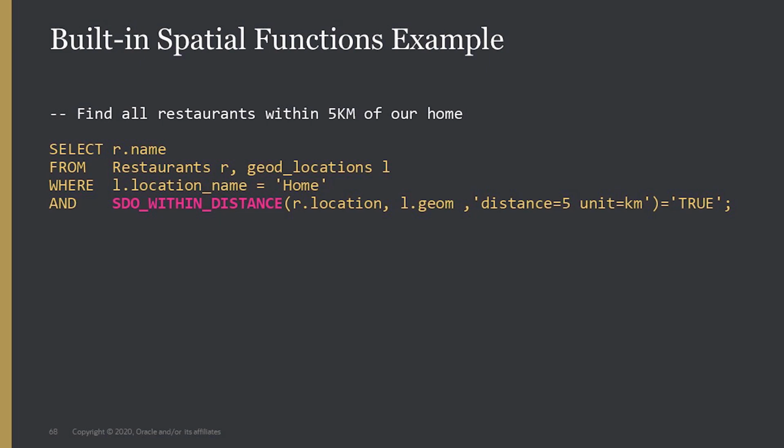Here's a simple example of how you use spatial functions in the database. In this case, I'm trying to find all the restaurants that are within 5 kilometers of my home. And again, it's a simple function that I call. I say SDO within distance, the 2 places I'm looking at the distance from, and I say I want distance equals 5, unit equals kilometers. That's all you have to do to find locations within 5 kilometers of my home. Super simple to use.